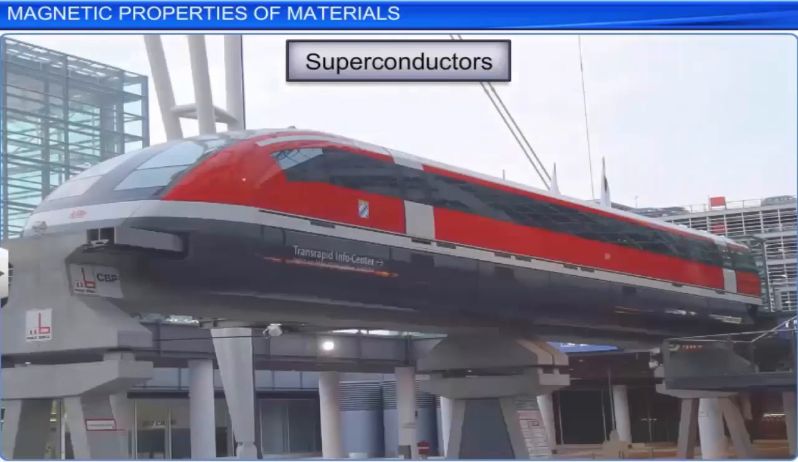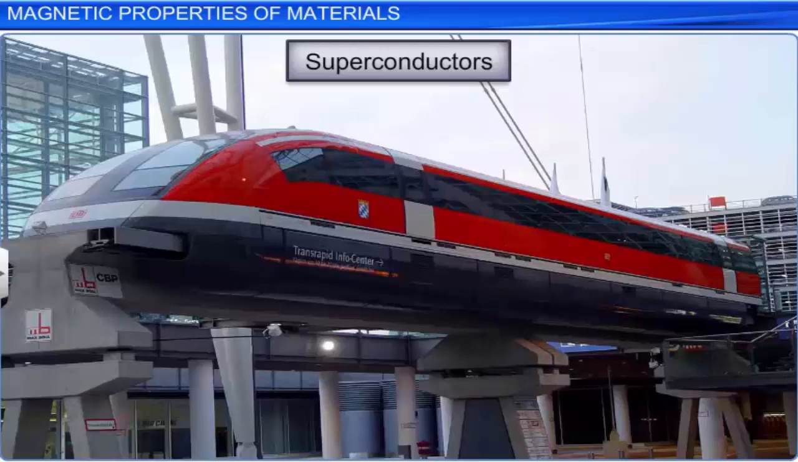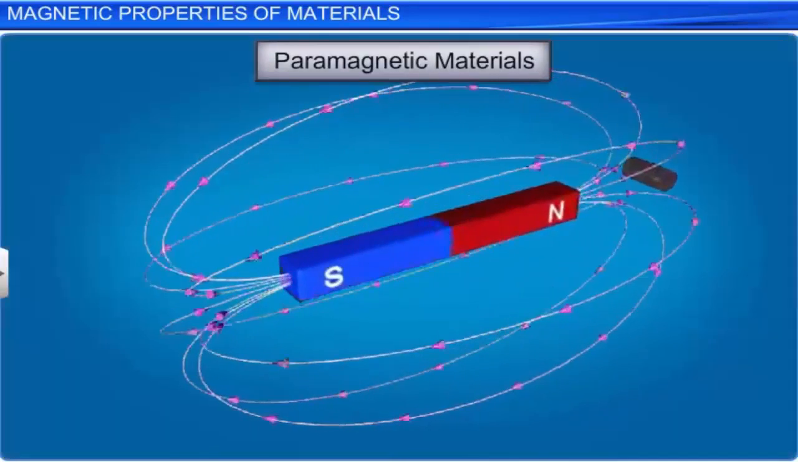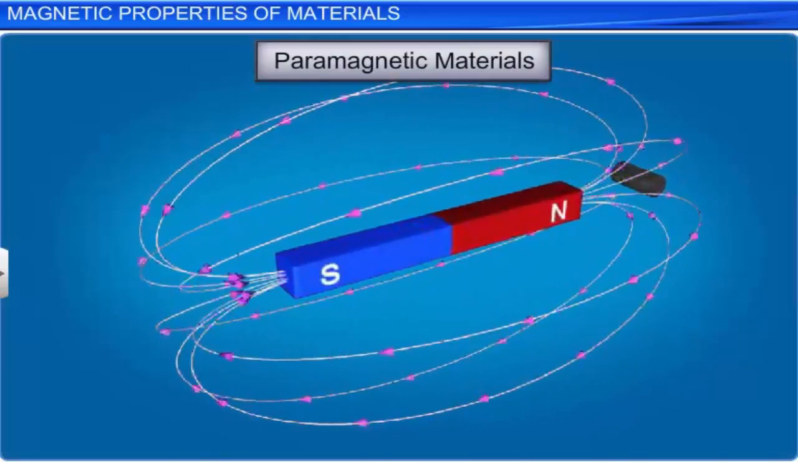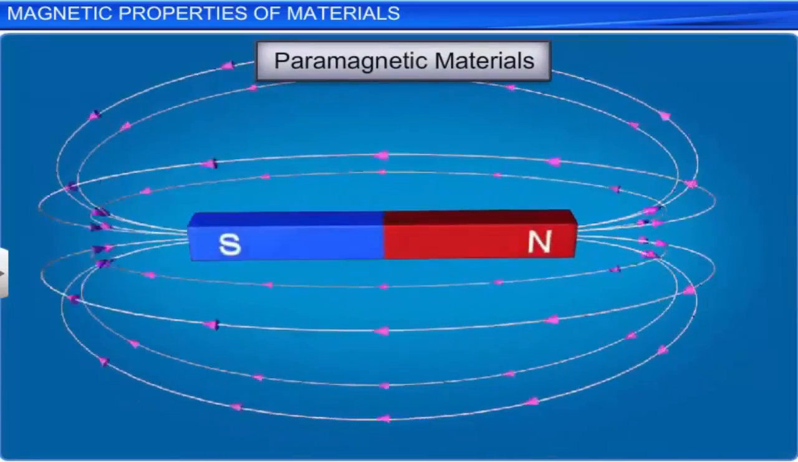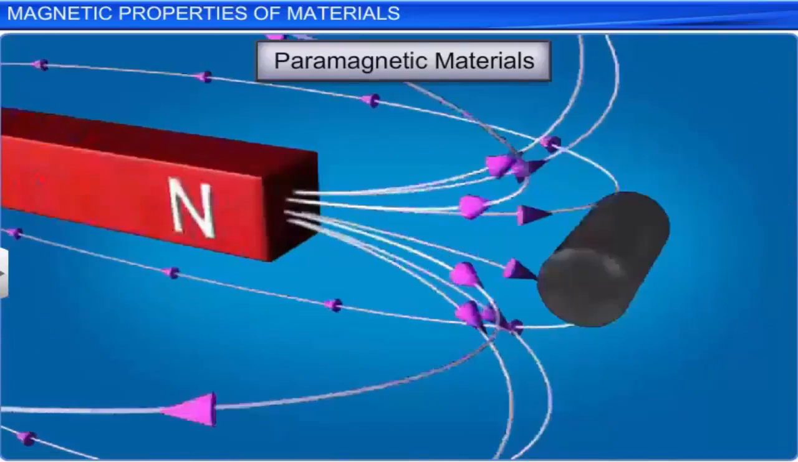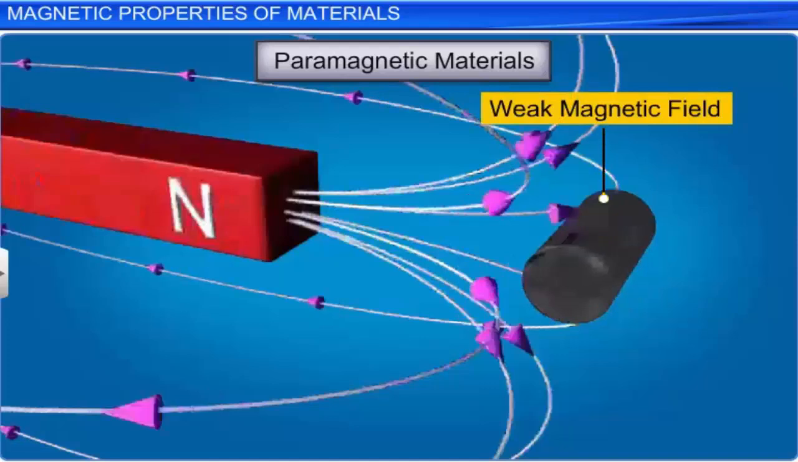Maglev trains, or in other words, magnetically levitated superfast trains, work on the same principle. Let us discuss paramagnetic materials. Paramagnetic materials are the materials that are weakly attracted by the magnets. When a bar of paramagnetic material is placed in a non-uniform external magnetic field, it tends to move from a region of weak magnetic field to a stronger magnetic field.